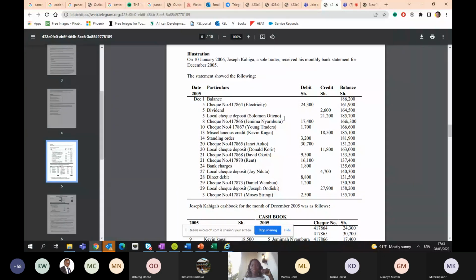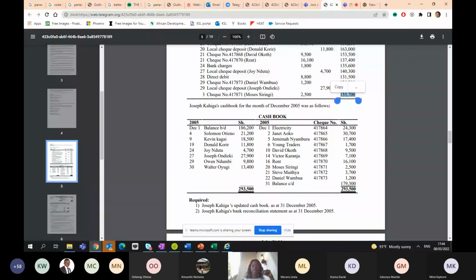The opening balance as at December 1st was 186. Then it shows what has been removed and what has been added. From the bank statement side, your credit is what has been added, and a debit is what has been subtracted, because remember, when you're looking at your bank statement, it's from the bank's perspective. So anything added will be a credit, anything removed will be a debit. At the end of the month, the last number we have is 155. So in short, at the end of the month, we had 155.